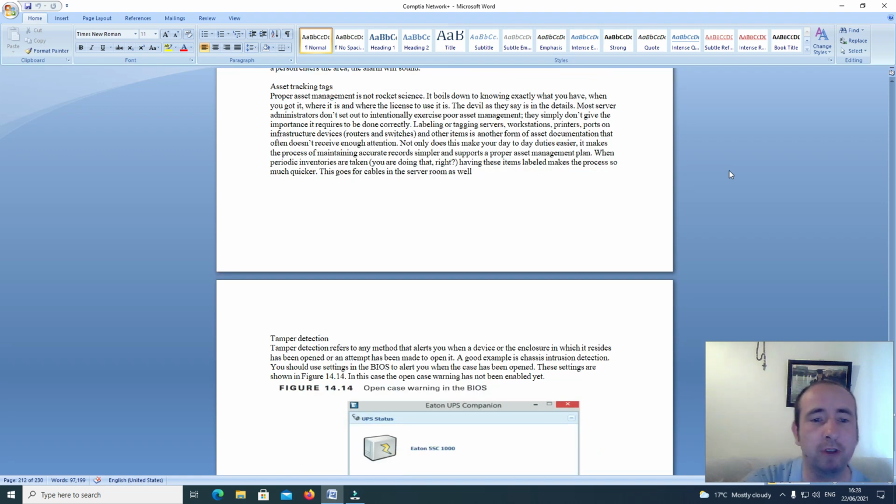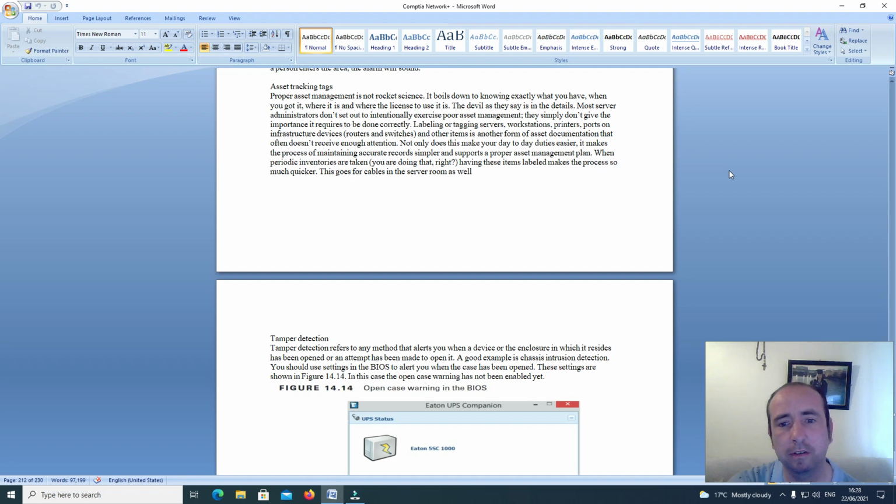Asset tracking tags. Proper asset management is not rocket science. It boils down to knowing exactly what you have, when you got it, where it is, and where the license to use it is. The devil, as they say, is in the details. Most server administrators don't set out to intentionally exercise poor asset management. They simply don't give the importance it requires to be done correctly.